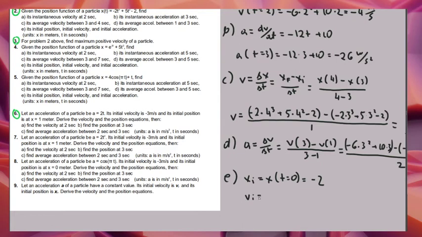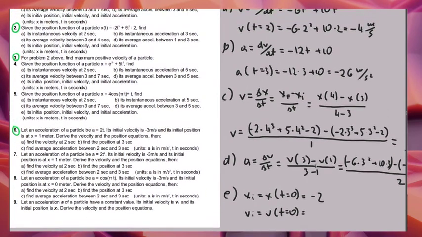The initial velocity is the velocity at time t equals 0. Looking at the equation for the velocity, that's 0. So the initial velocity is just 0. And the initial acceleration is the acceleration at time t equals 0. Looking at the acceleration equation, that would just be 10.